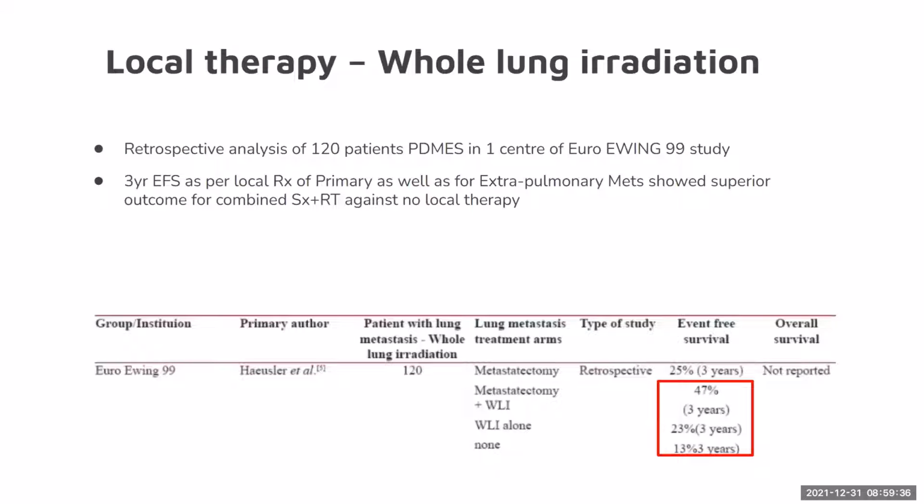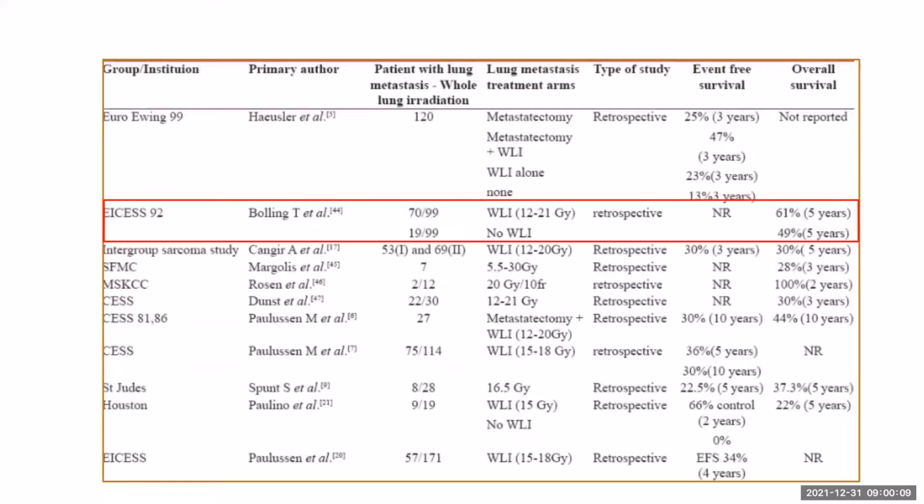So local therapy should also be used for the metastatic sites. Here we can see that in the prospectively done Euro-EWING 99 trial, patients who underwent metastasectomy of the lung had an event-free survival of 25%, compared to those who did not receive any lung therapy, who had only 13% overall survival. But those who underwent both metastasectomy and whole lung irradiation had an overall survival of 47% at 3 years. So as more and more local therapy you use, the survival increases.